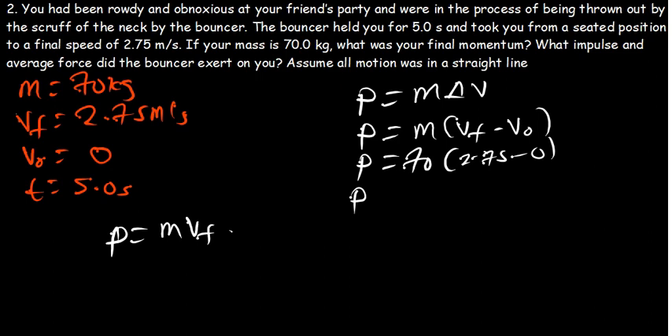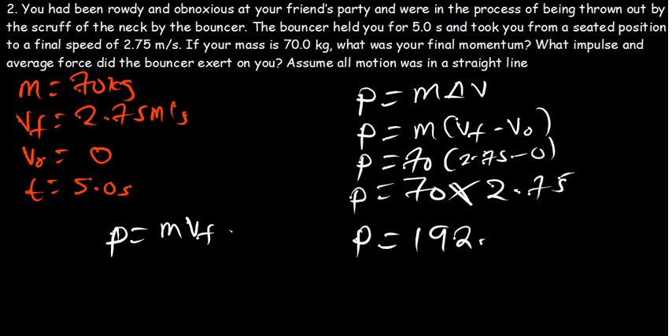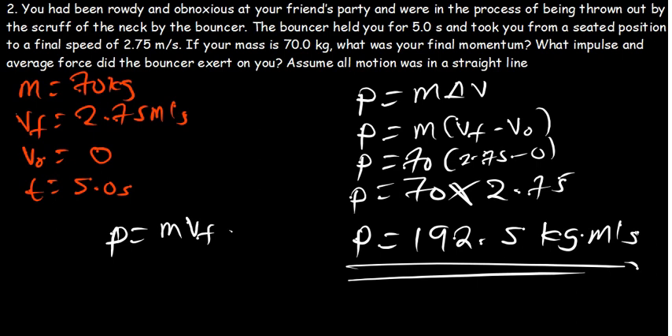Okay. So I can use this formula if I want, but because I know that the initial velocity is 0, it's not going to affect anything. So I'm going to say that it's going to be 70 times 2.75, which gives 192.5. My momentum will be 192.5. Now mass is in kg, velocity is in meters per second, so that is my momentum.